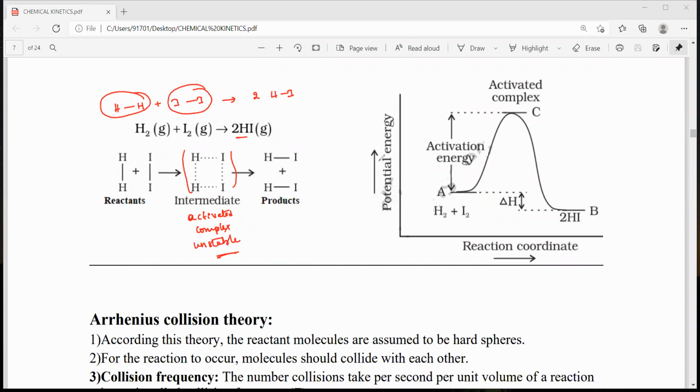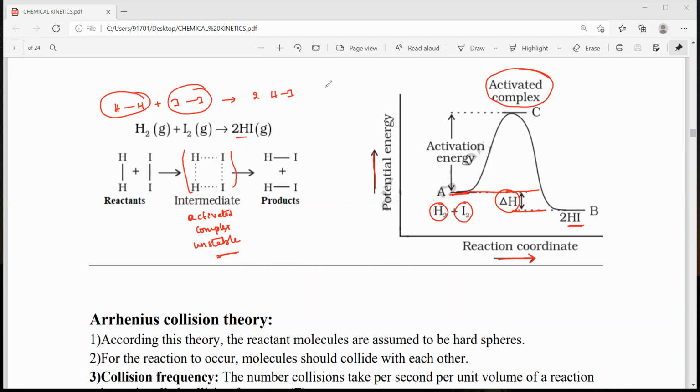You have to draw a diagram, a graphical representation with respect to potential energy and reaction coordinate. Reactants have a certain energy. This is the reactants' energy, H2 and I2 initial state, and it is converted into products by the formation of the activated complex, forming 2HI. This energy difference is delta H. If delta H is negative, then it is exothermic. If delta H is positive, then it is called an endothermic reaction. So the formation of the activated complex and its conversion into products is very, very important.